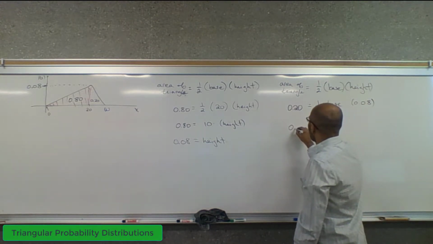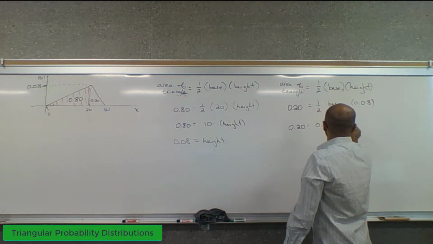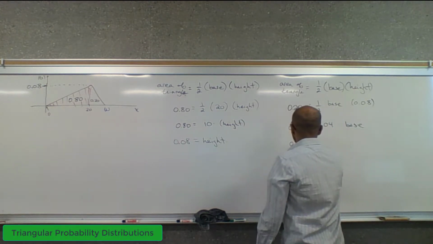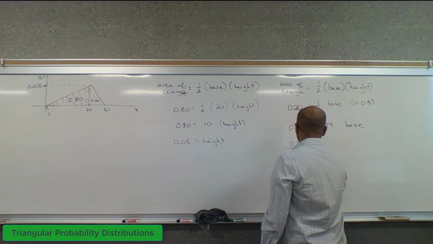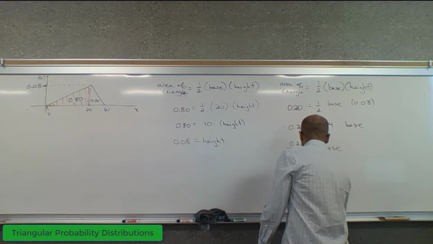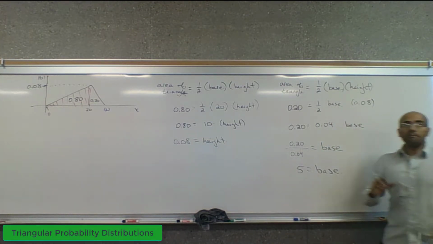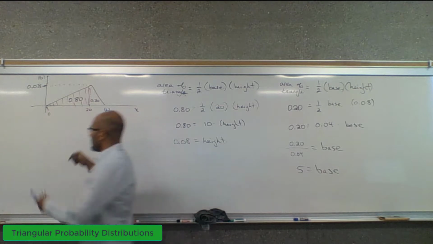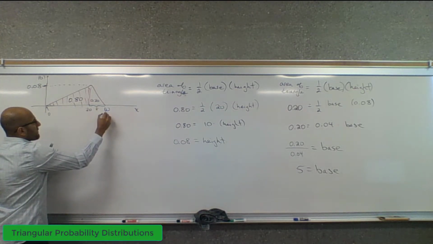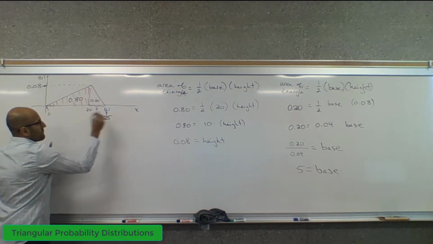So this is going to be 0.20 equals 0.04 times the base. And then if we divide them both, we get 0.20 divided by 0.04 equals the base. So the base is equal to 5. Okay, so that means that this width has to be 5. This width must be 5. Therefore, W is 25.